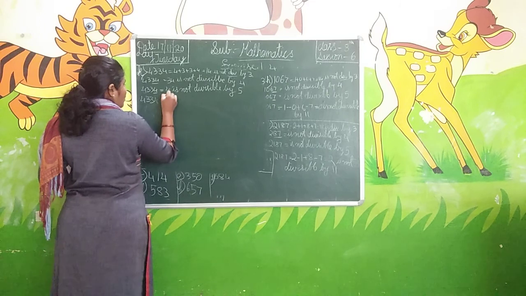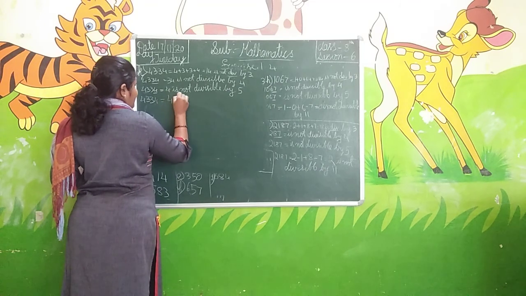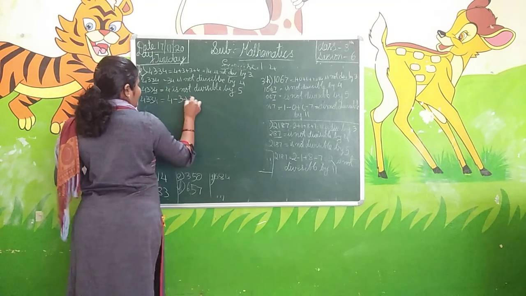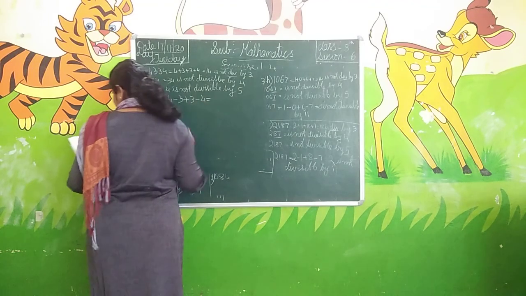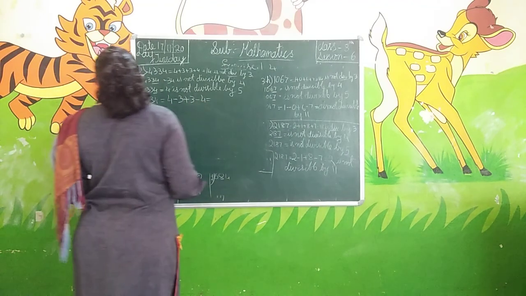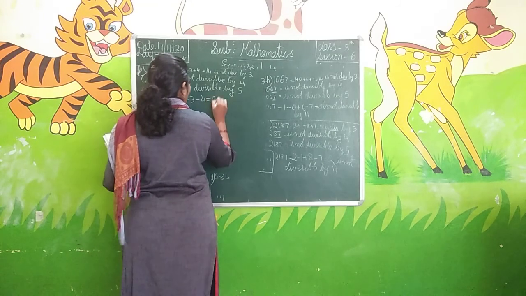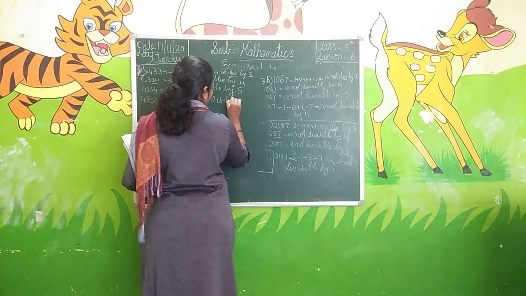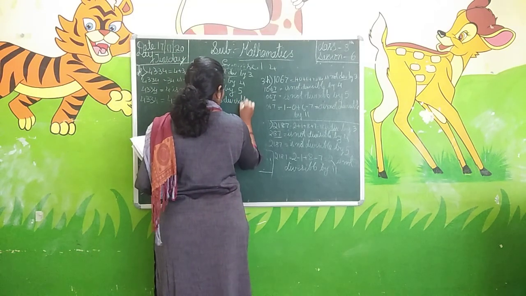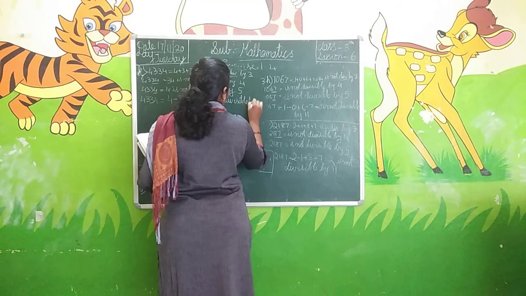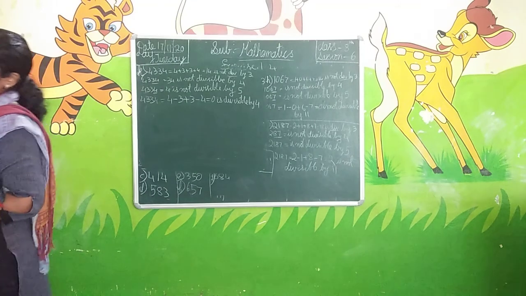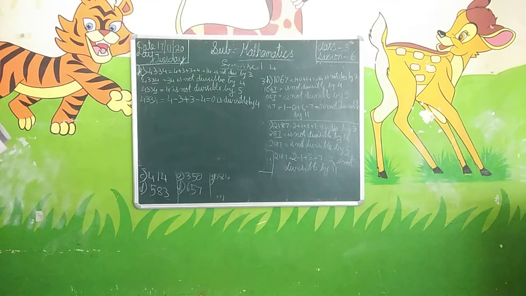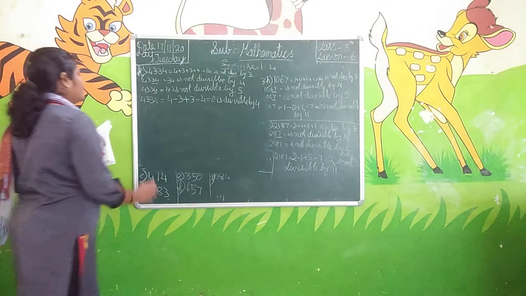4334: 4 minus 3 plus 3 minus 4 gives 0, but by seeing only we can identify it is divisible by 11, because it is a palindrome number. If you read from left to right and right to left, you get the same number. So it is a palindrome number, so it is divisible by 11.